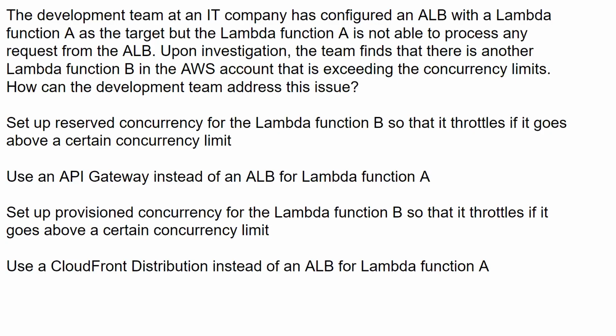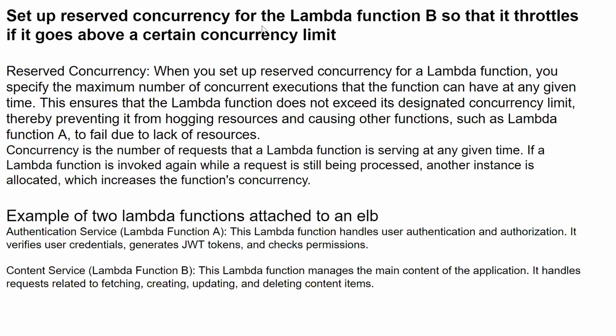Set up reserved concurrency for the Lambda function B so that it throttles if it goes above a certain concurrency limit. Use an API Gateway instead of an ALB for Lambda function A. Set up provisioned concurrency for the Lambda function B so that it throttles if it goes above a certain concurrency limit. Use a CloudFront distribution instead of an ALB for Lambda function A. The answer is to set up reserved concurrency for the Lambda function so that it throttles if it goes above a certain concurrency level.